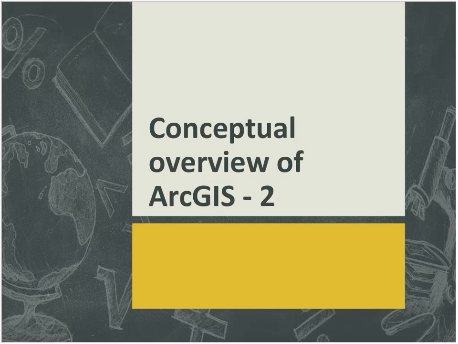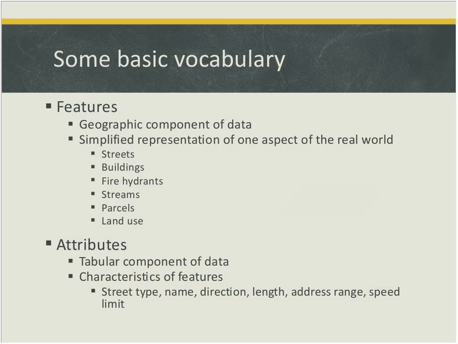Okay, so let's move on to a conceptual overview of GIS terms. Some basic vocabulary. You'll hear me talking about features, and these are the geographic component of data, the actual lines that describe a street network, or the areas that describe buildings, or the points that describe the fire hydrants. So that's one type of data that we use in a GIS.